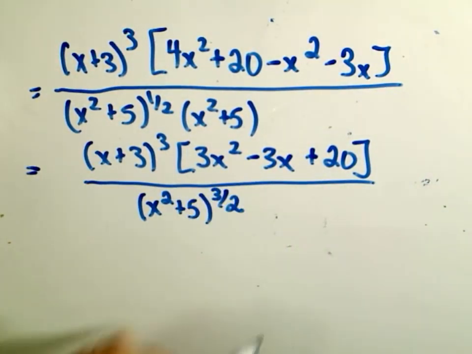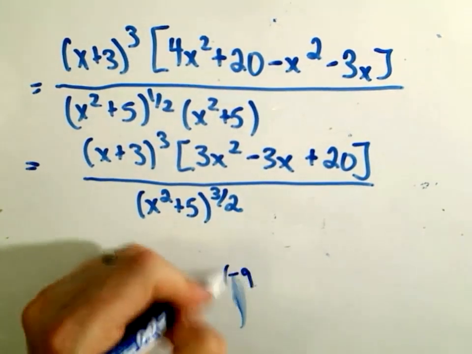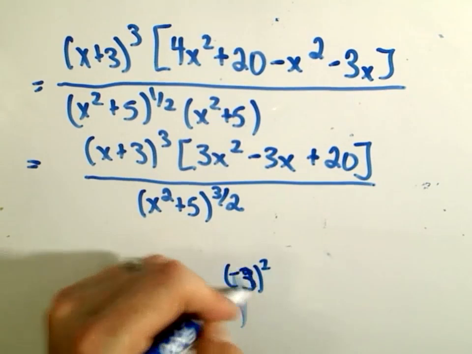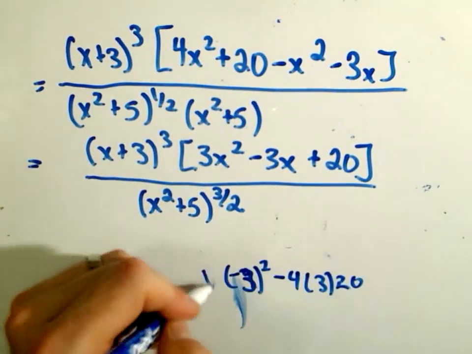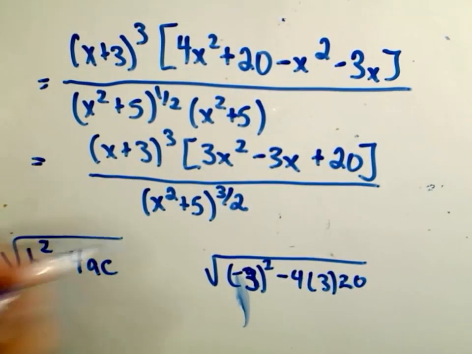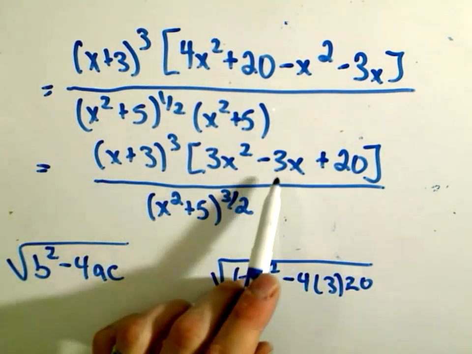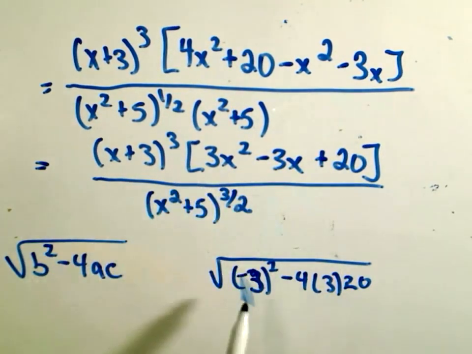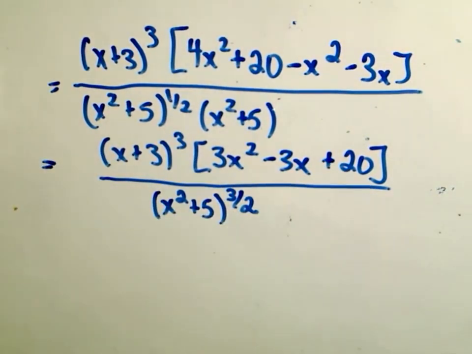We could even use the discriminant. It would be b squared minus 4ac. This would be the part underneath the square root for this polynomial. So b squared minus 4 times a times c. That's going to be a negative number, which means it's not going to factor any further, at least not with real numbers. So that would be simplified, and that would be the derivative.